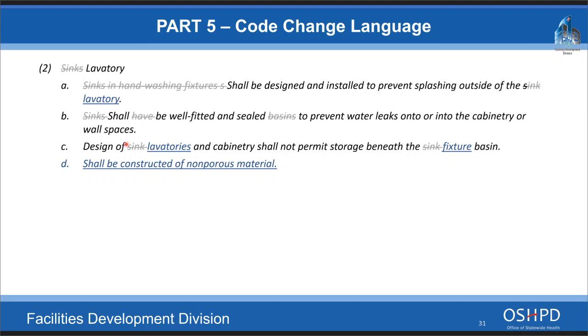Shall be well fitted and sealed to prevent water leaks into the cabinetry or wall spaces. Design of lavatories and cabinetry should not permit storage beneath the fixture basin. I see that violated quite a bit, actually, even in existing facilities out there. So, shall be constructed of non-porous material. So, okay, next slide, please.